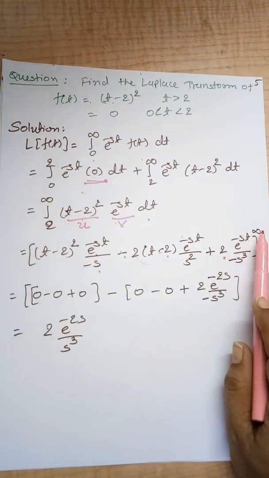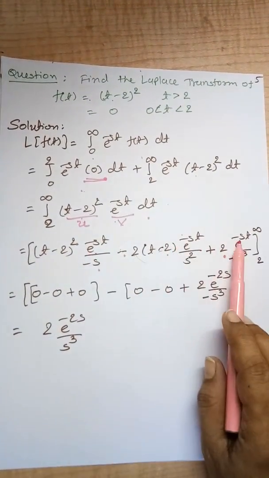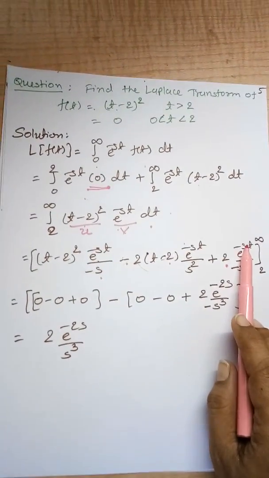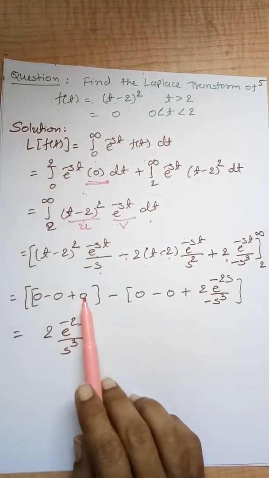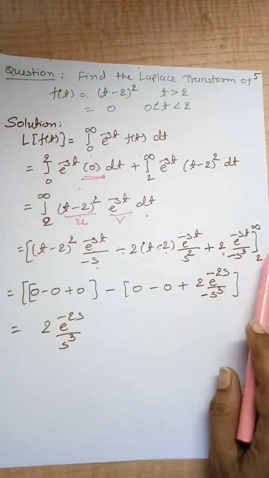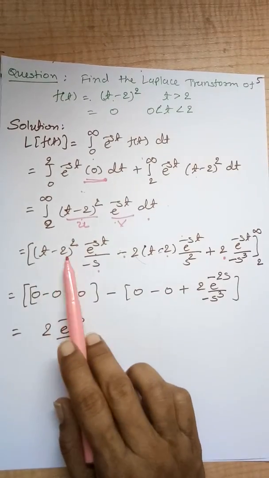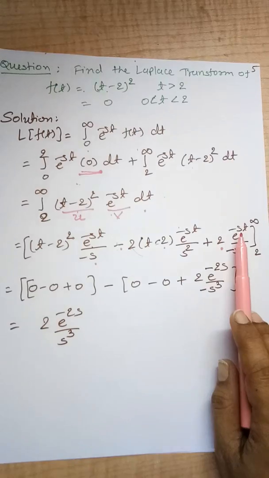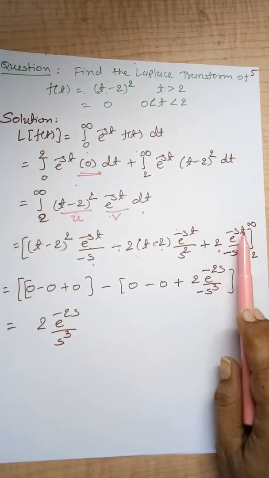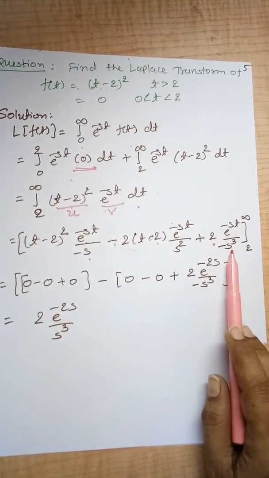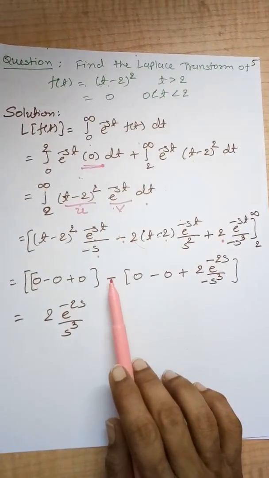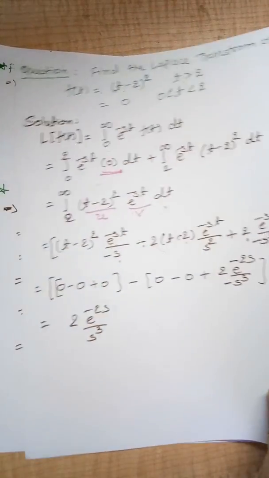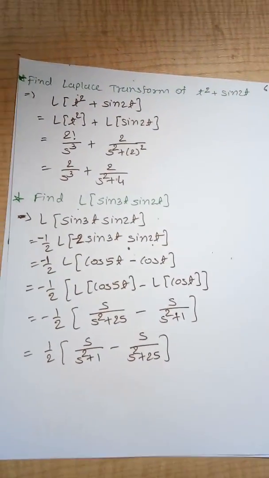When I apply the upper limit, in all three terms we get e raised to minus infinity, so all three terms are 0. But when I apply the lower limit, the first term is 0 because of 2 minus 2, the second term is 0, and in the last term we get 2 into e raised to minus 2s upon s cube. After simplifying, minus minus plus, we get 2 into e raised to minus 2s upon s cube.